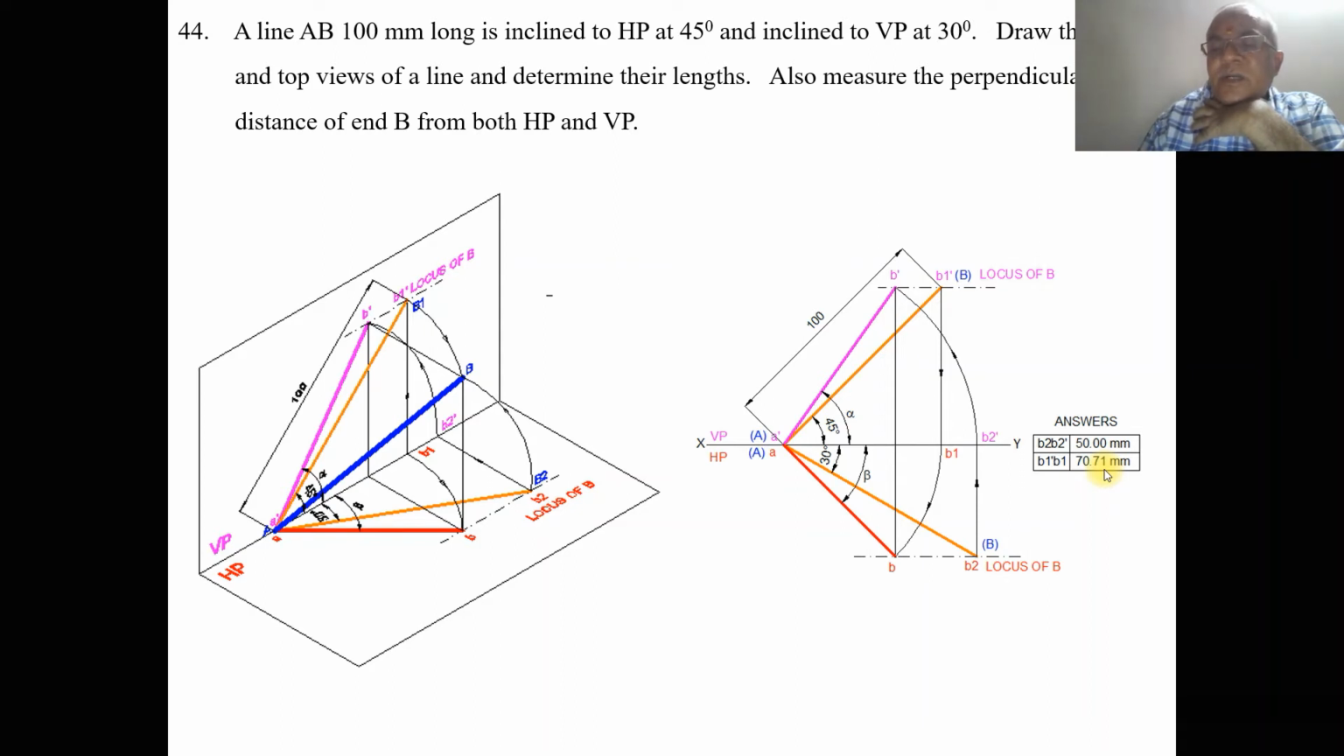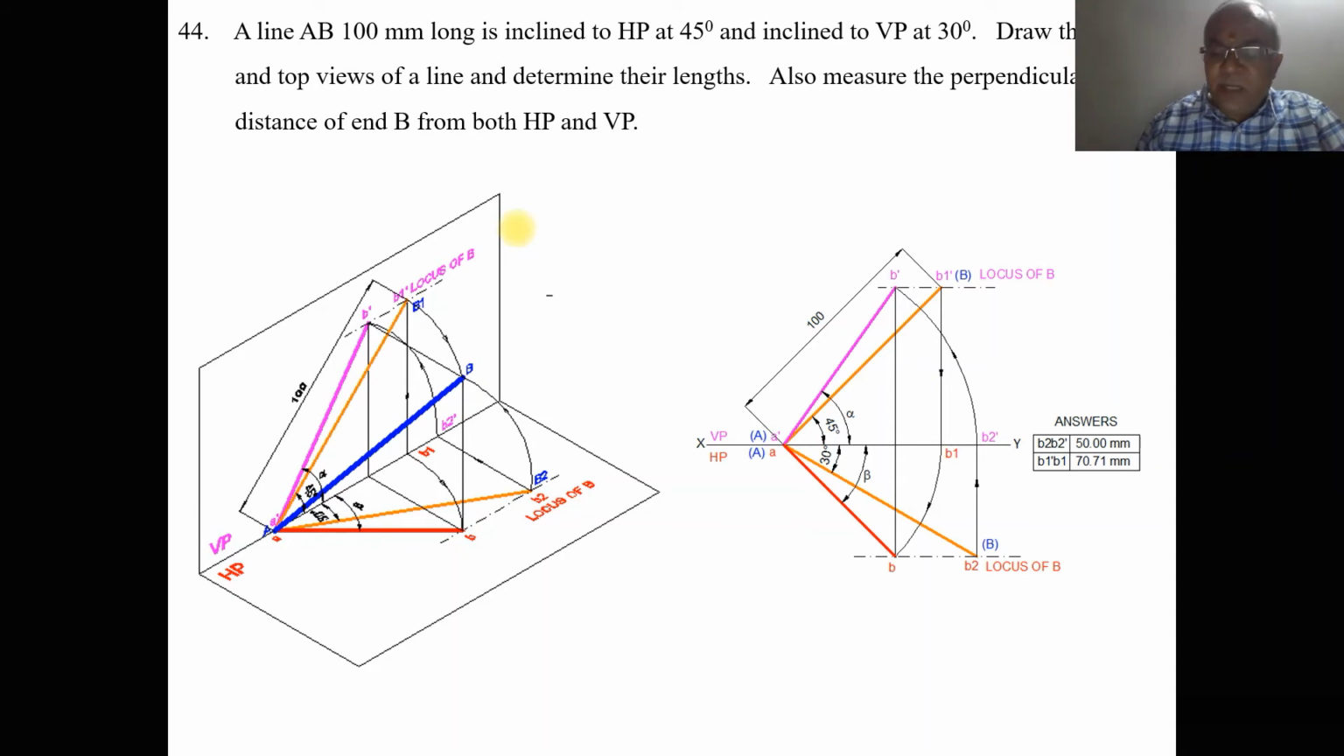When you are doing it in the computer, it will be 70.71; when you do it manually, it will be 71 mm. So this is how you will be able to find the perpendicular distances of B with respect to both HP and VP. Now we need to find out the top view length and front view length. Of course, I have not shown this here; we will do it when we are doing it in AutoCAD. So this is how we will be able to analyze this problem.